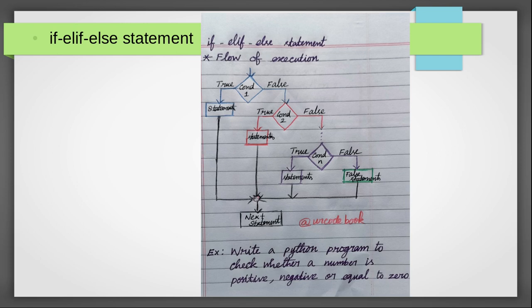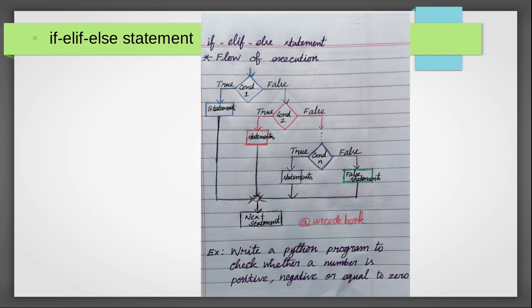So this conditional statement is used to check more than one condition. In Python we don't have a switch statement, so instead of switch we can go with this if-elif-else statement. In real time, when you check more than one condition in order to solve a problem, you can go with this if-elif-else statement. So the example program is: write a Python program to check whether a given number is positive, negative or equal to 0.